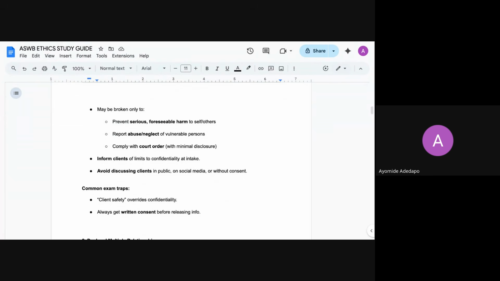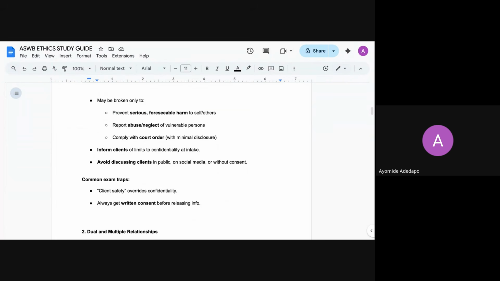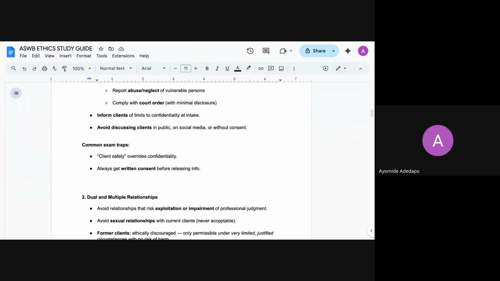Okay. We're not supposed to do that. Don't do that. If you have been doing that online, stop doing that now. Okay. Cool. Like I said before, for the exam, client safety overrides confidentiality.